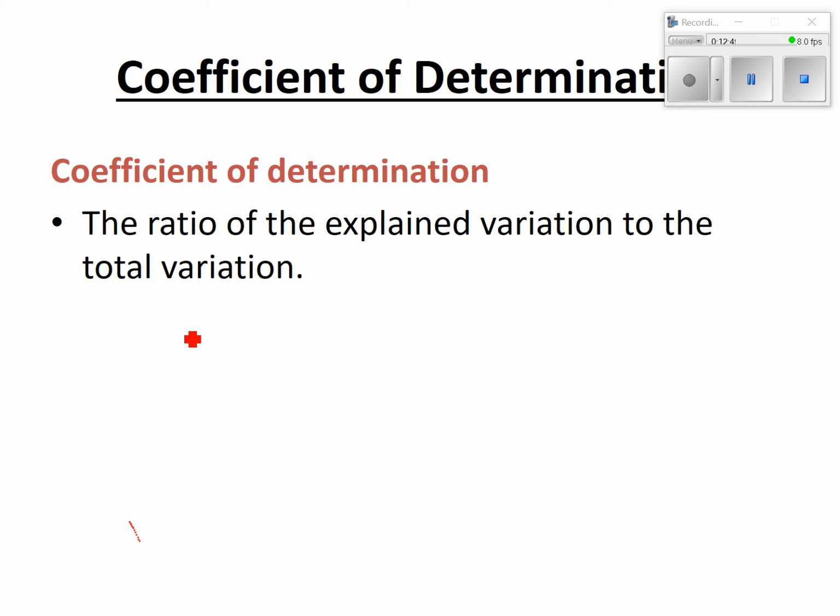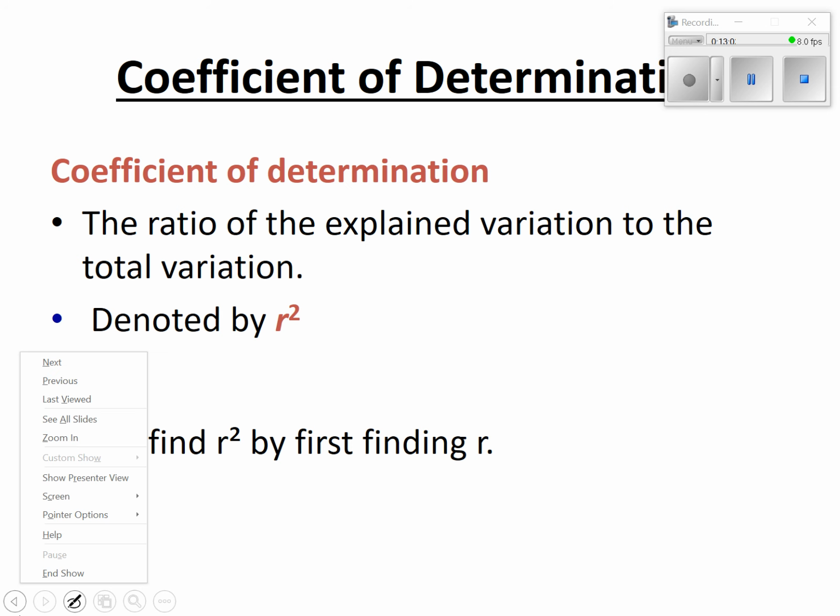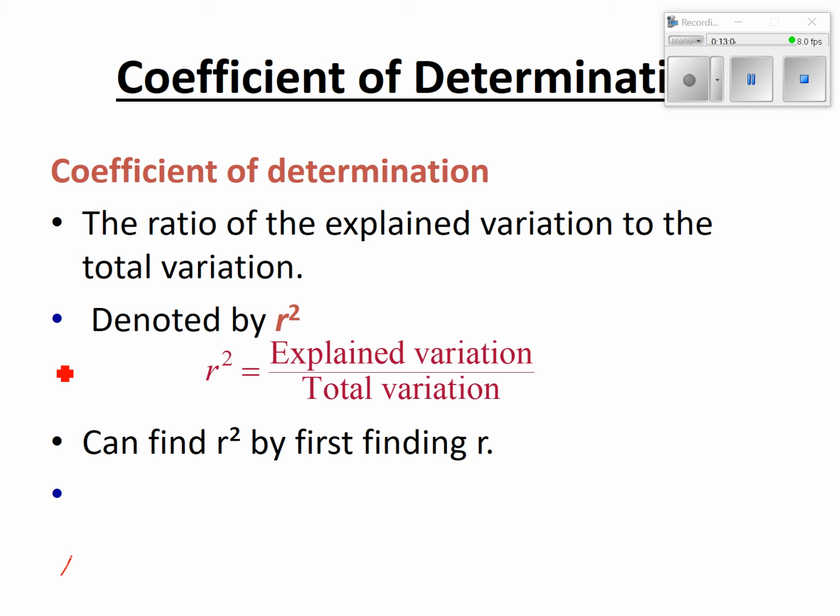The coefficient of determination, again, is our R squared. That's the ratio of explained variation to total variation. We talked about this, R squared. You can find R squared by first finding R. We can still use our calculator to find R, but we can also find R squared by finding the explained variation and dividing it by the total variation.